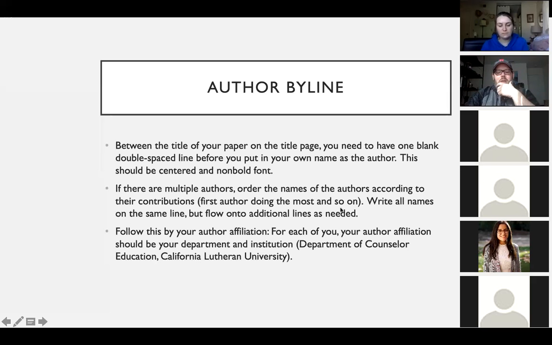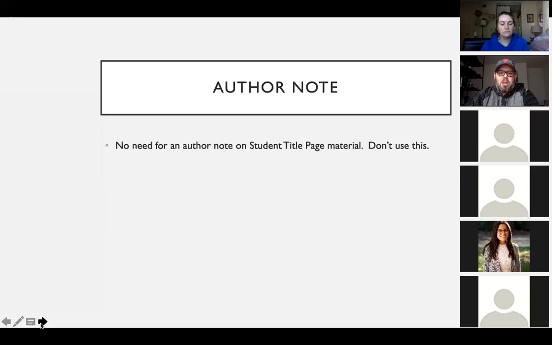Additionally, you do want to write all the names on the same line, but if you need to break down to the next line, that's okay. You can do overflow to the next line down, especially if you have a big group or folks with long names like myself. And then you follow that with your author affiliation, which would be Department of Counselor Education, comma, space, and then California Lutheran University. That would be what you will have on there.